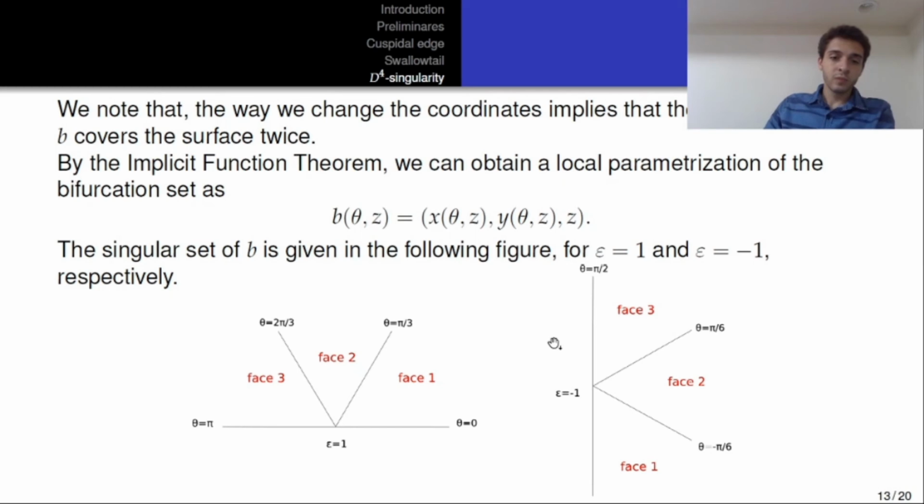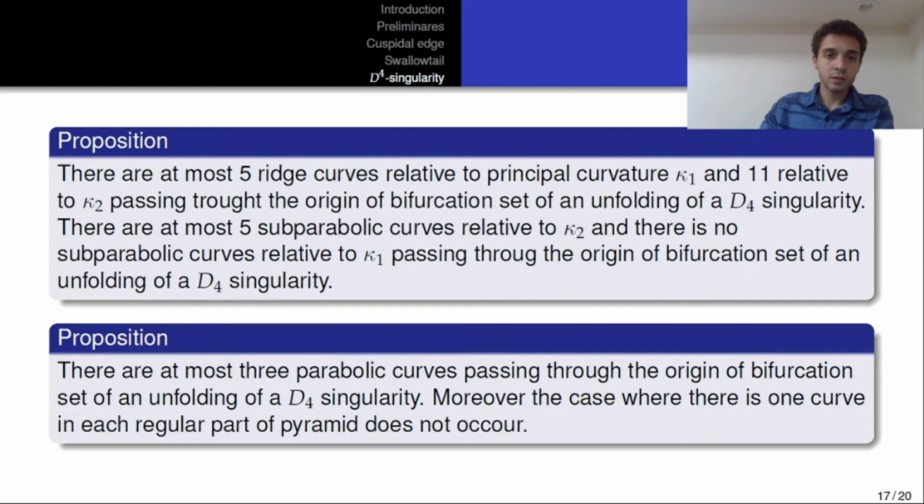Okay, so the number of ridges is 5 relative to the maximum curvature, and relative to the minimum curvature we have 11, at most 11, right? There is no exactly 11, but at most. And if you consider the subparabolic curves, relative to the minimum curvature there are none, and relative to the maximum, there are 5 subparabolic curves relative to kappa 2. Actually, at most 5, right?